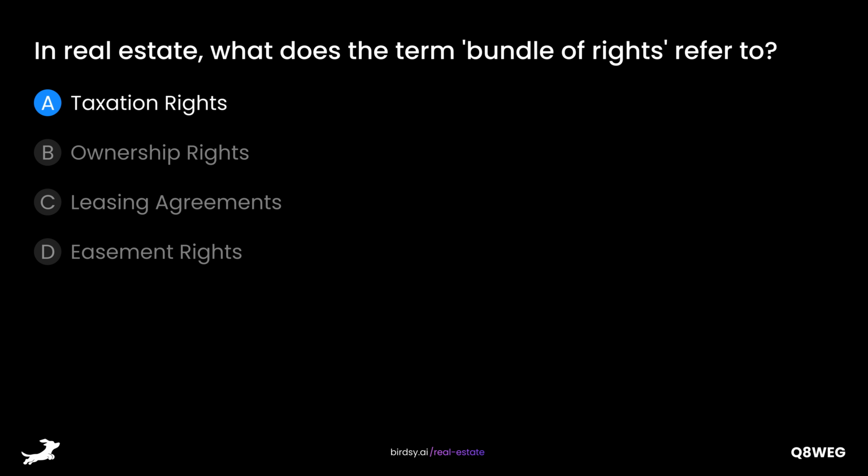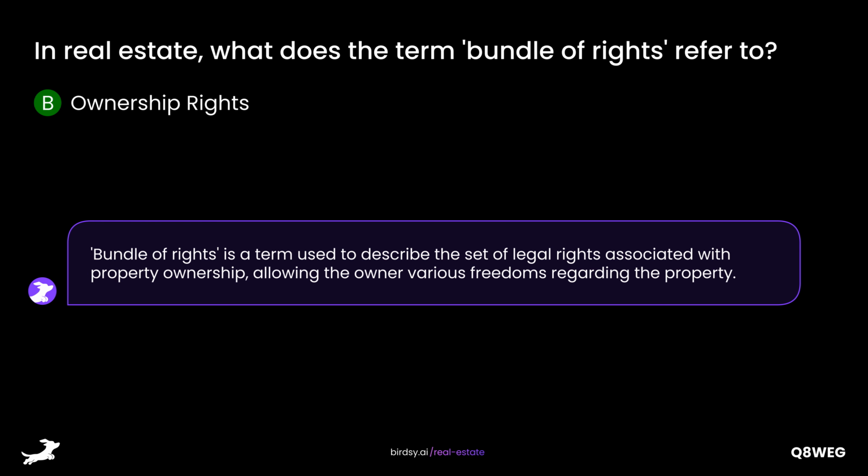In real estate, what does the term bundle of rights refer to? Is it A, taxation rights, B, ownership rights, C, leasing agreements, or D, easement rights? The answer is B, ownership rights. Bundle of rights is a term used to describe the set of legal rights associated with property ownership, allowing the owner various freedoms regarding the property.